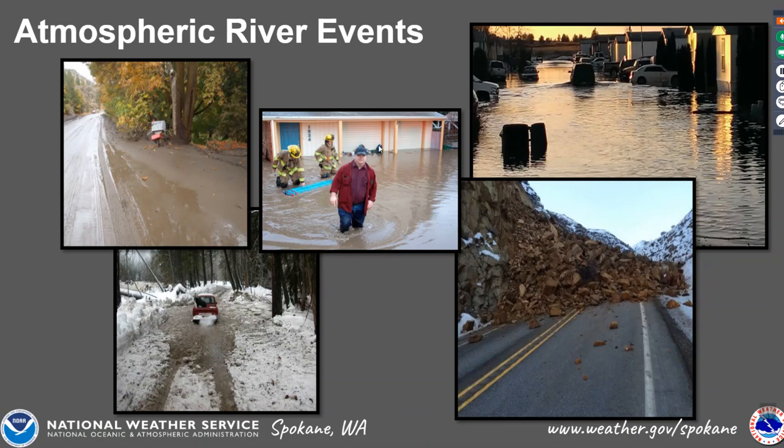Some of the impacts we would see with atmospheric river events would be mud flows, debris flows, rock slides, and flooding. All those kinds of things are things that we would see in an atmospheric river event. Hence why we have our flood watches out for the Cascades tonight and for North Idaho. That's through tomorrow afternoon.